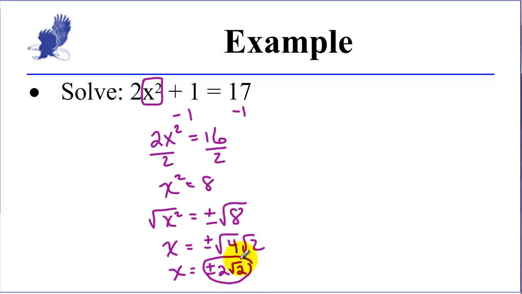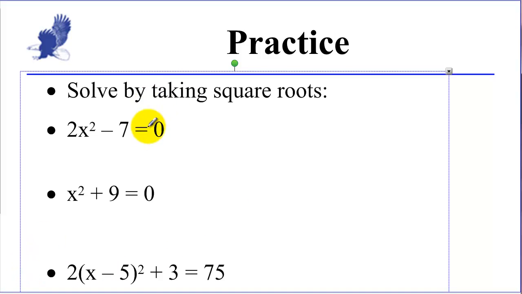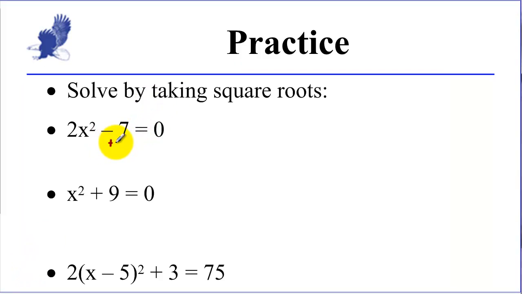But we will always attempt, before we finish, to reduce our radical using the techniques earlier in the video. So let's finish up with just a couple more examples and then we'll be done with this. So again, here we will add 7.